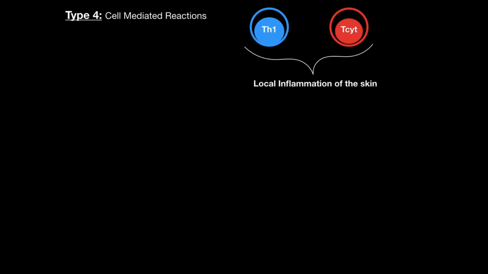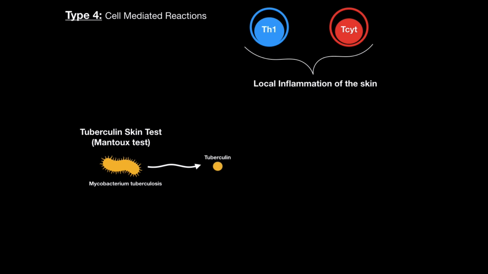Now the last one is type 4 hypersensitivity, also known as cell-mediated reactions, where T helper cell 1 and T cytotoxic cells are involved mainly and can cause a lot of inflammation in the skin. One famous example is the tuberculin skin test or the Mantoux test. This test is to check if you've been infected with Mycobacterium tuberculosis before. These bacteria release a protein called tuberculin, and if we've been infected with this bacteria before, we should react to tuberculin fast. So let's say you've never been infected with this bacteria, right?